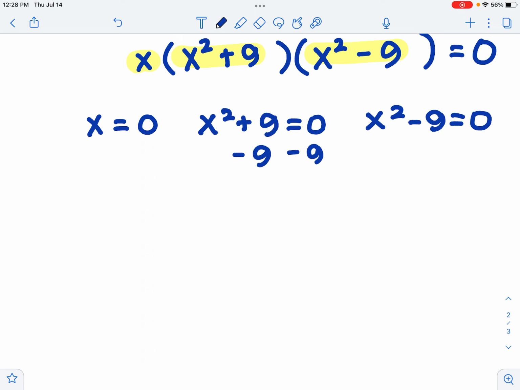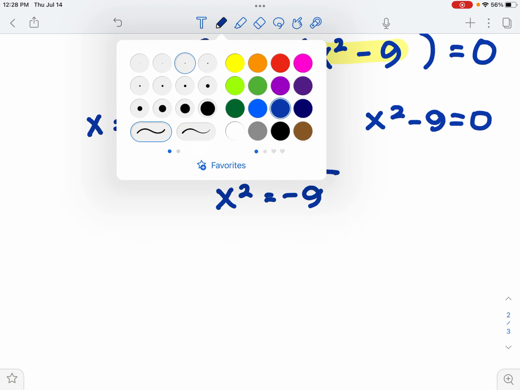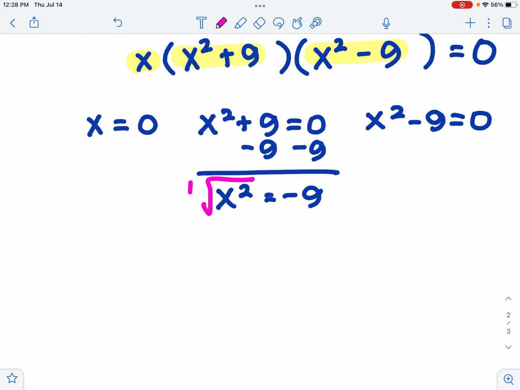I'm going to subtract 9 from both sides. Oh, wait, what I should have said, just to make sure everyone's okay with that: I've got a quadratic. There's only an x squared. I can solve by square rooting. So I am just going to get that x squared by itself so I can square root. Square root both sides. Don't forget your plus or minus.